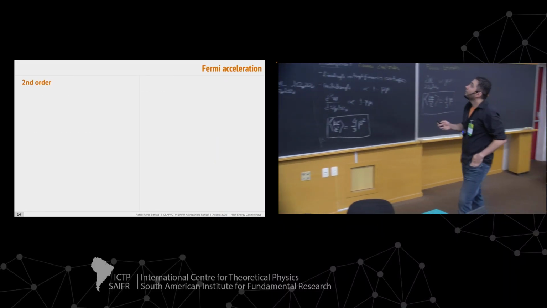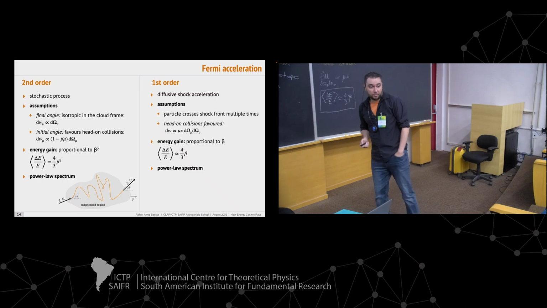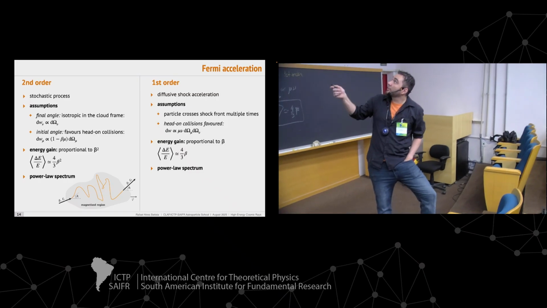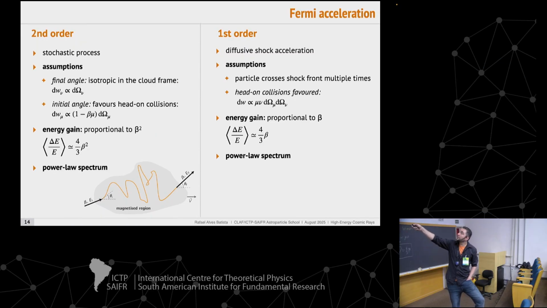Yeah, I want to compare both mechanisms. So the second order is a stochastic process. Right? This is shock acceleration, so you have particles crossing back and forth the shock front. The assumption here is that the final angle is isotropic in the cloud frame, so this contribution is essentially a constant. And here, it favors head-on collisions, whereas on the other side, the fact that the particle keeps crossing the shock front leads to this behavior when we do the averaging in the end.